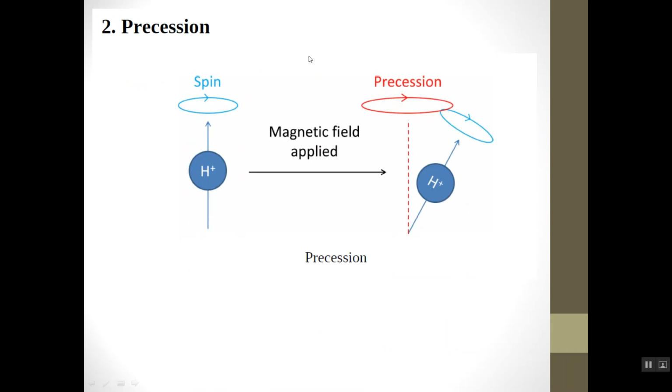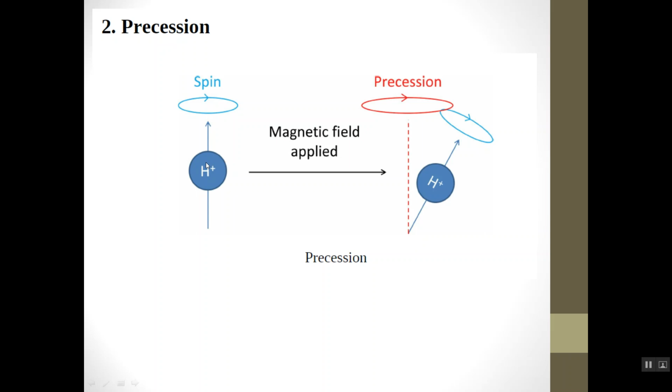Now we'll talk about another property, called precession of the protons. The protons inside the hydrogen atom have a spin motion. We have millions of protons inside our bodies. These protons spin around their own axis, in a random distribution.